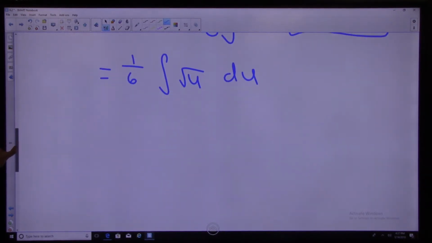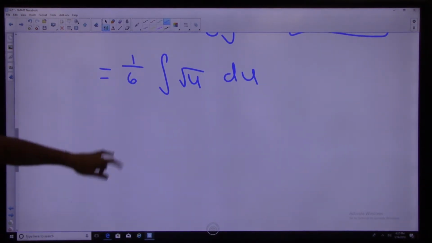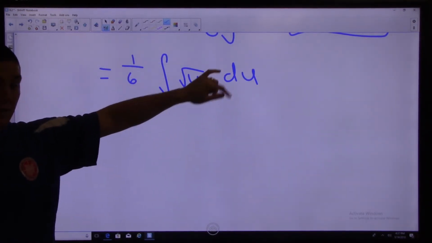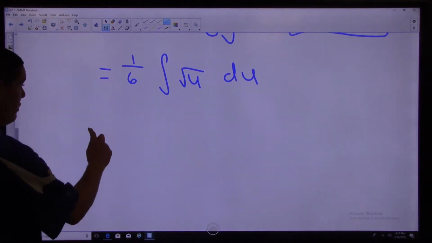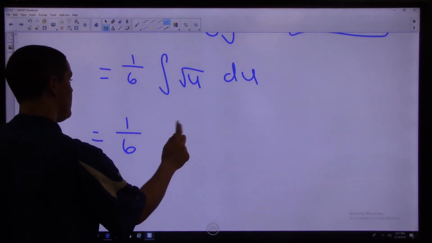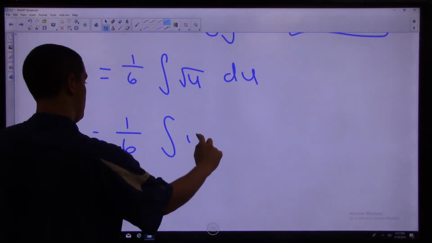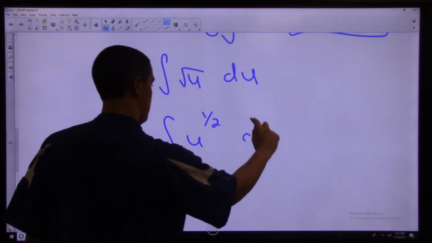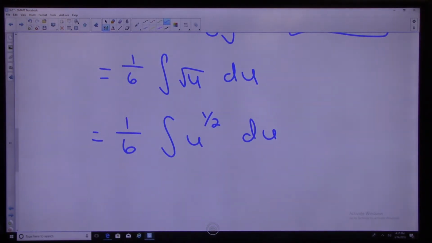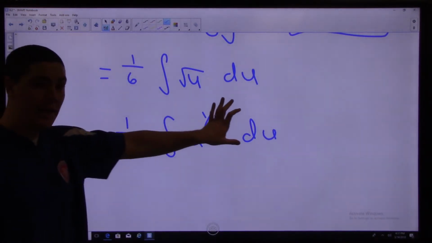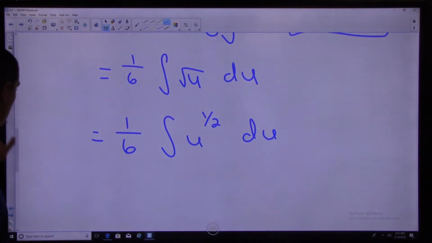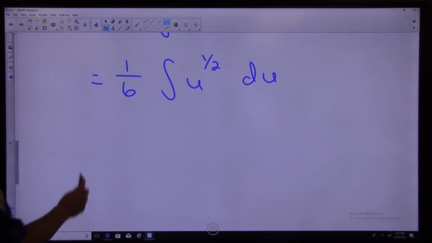All right, now it's easy from here, guys. We should be able to do this. We've done antiderivatives. The square root of u is the same thing as u to the 1/2, isn't it? And what is our rule? What do we always do when we have a power function? If we want to integrate this, when we have a power function, we need to add 1 to the exponent.